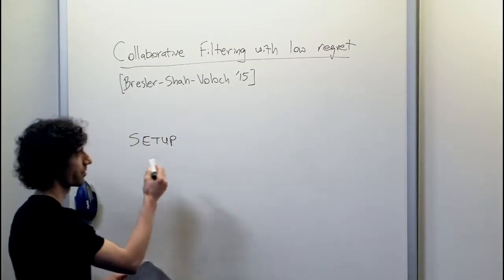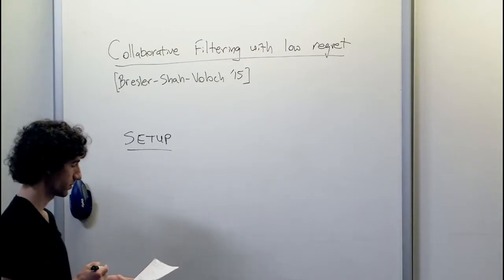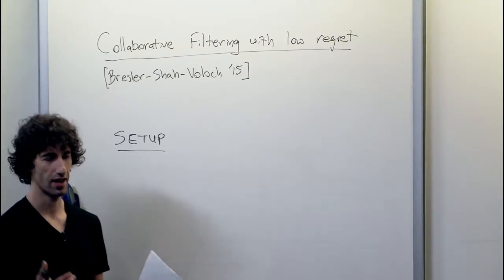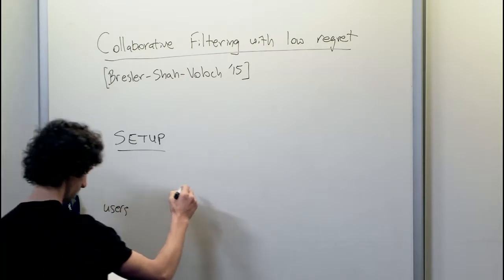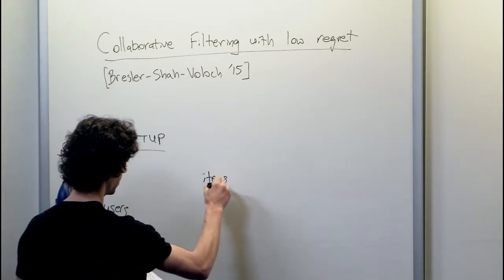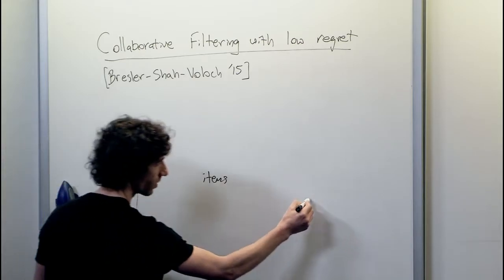Okay, so the title of the talk is Collaborative Filtering with Low Regret. We want to give recommendations, say, imagine Amazon or something. So the setup is pretty simple. There's a bunch of users, a bunch of items. You can think of them as arranged in a matrix.